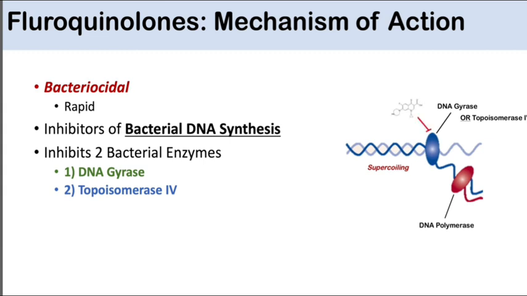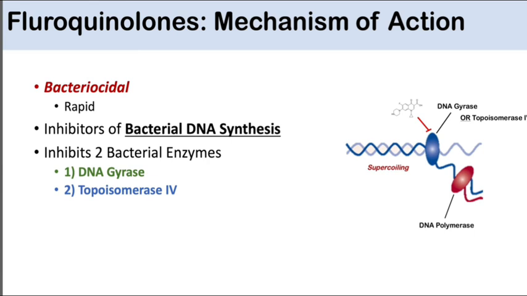But when there are fluoroquinolones around, they can bind to the DNA gyrase or topoisomerase 4, inhibiting their ability to relieve supercoiling. This leads to an increased tightness and pressure within the DNA strands, leading to DNA fragmentation and damage, which ultimately lead to bacterial cell death. That is how the fluoroquinolones work.